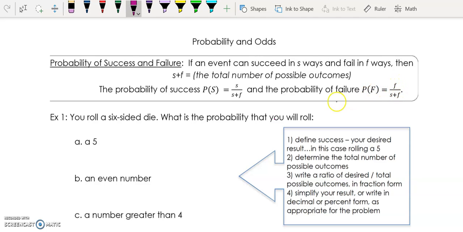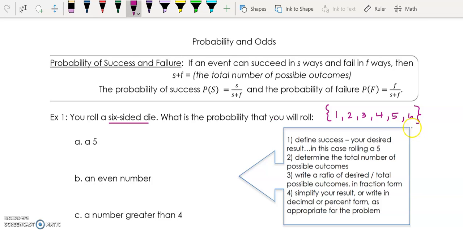So let's talk about some examples. We're going to roll a six-sided die. So that's just a regular die that you roll to play a game. The possible outcomes, or sample space, for a six-sided die is that you could roll a 1, a 2, a 3, a 4, a 5, or a 6. So there are 6 possible outcomes, and this represents that sample space.